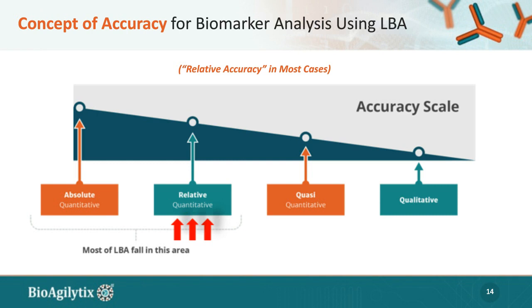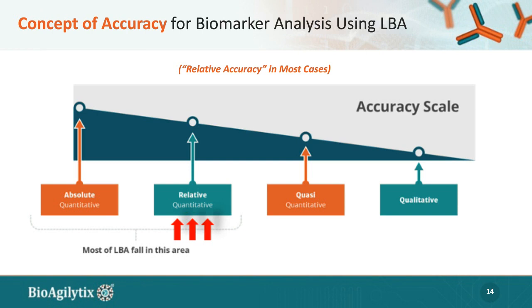then this is the real explanation for it. The reality is the biomarker kits that we purchase, at best, what they provide is relative accuracy. They are relative quantification. And why is that? It's because, again, we're not using a true reference material. These are recombinant proteins that have had a number assigned to them.